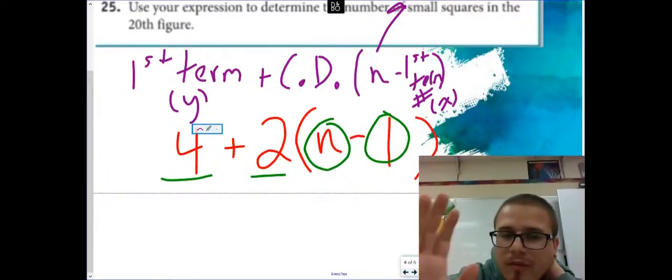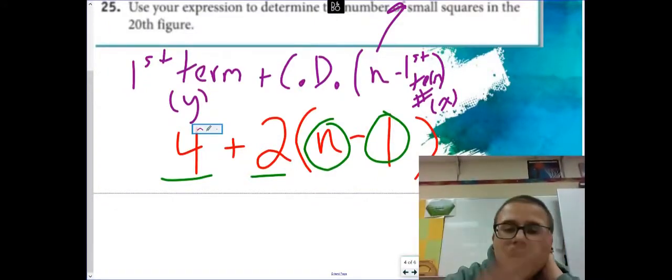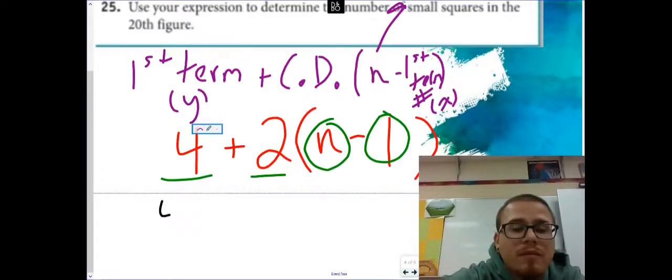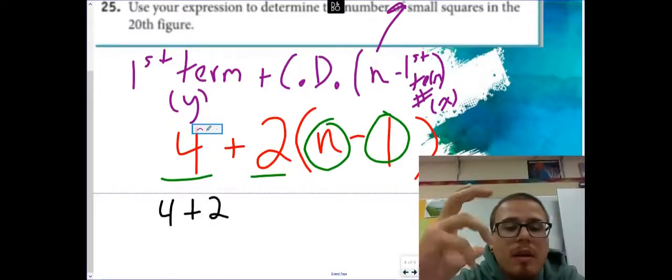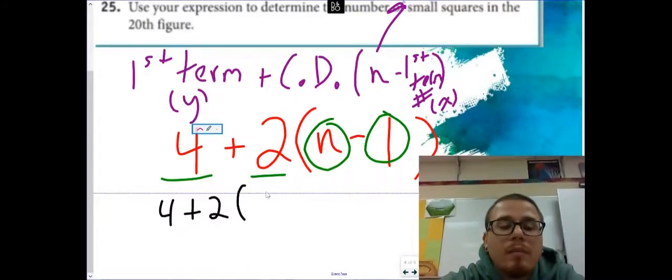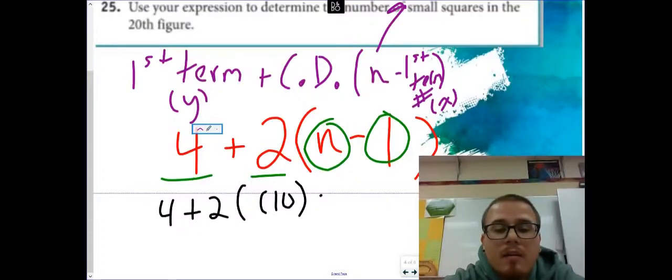So before I look for 20, I'm going to look for 10. We already know that when n is 10, I'm going to get a 20. So when n equals 10, I'm expecting a 20. Let's use our expression to make sure that holds up. So I'm going to do 4 plus 2. Now, n is no longer a variable. I know what n is, and n is a 10. So in parentheses, I'm going to substitute, using parentheses always, a 10 in, minus 1.